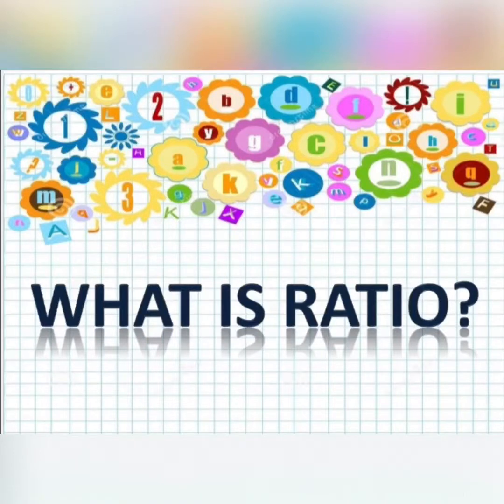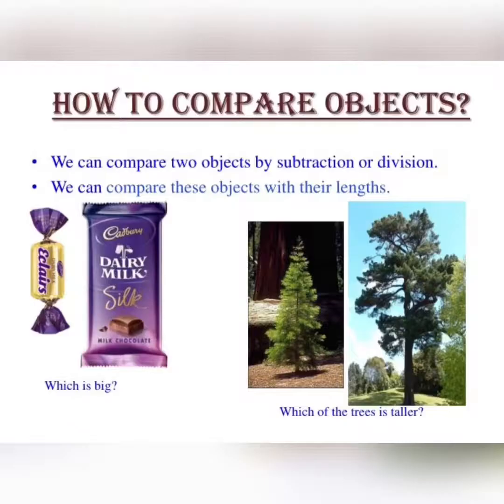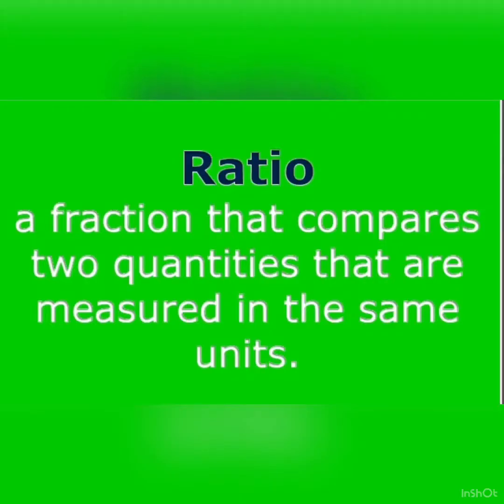Dear students, as you all know, we can compare two objects by subtraction or division operation. Here, if we want to compare these objects, either we will use the subtraction method or the division method. So, ratio is a fraction that compares two quantities that are measured in the same unit.